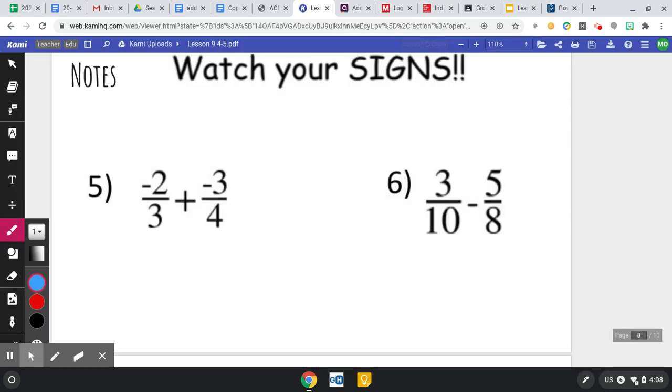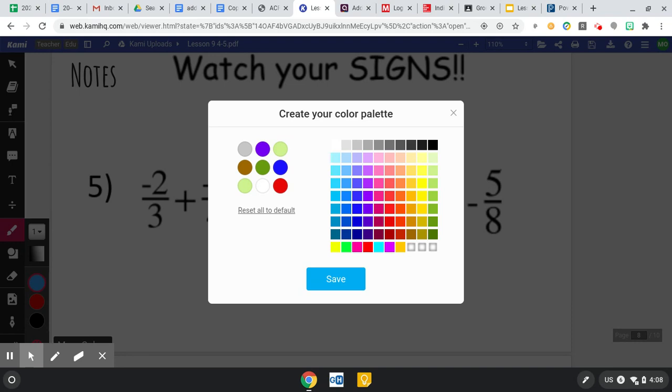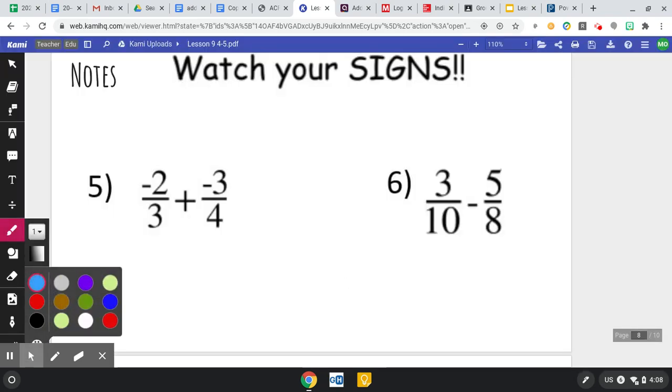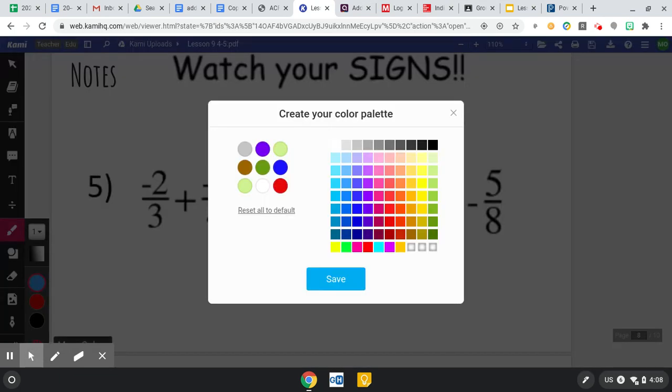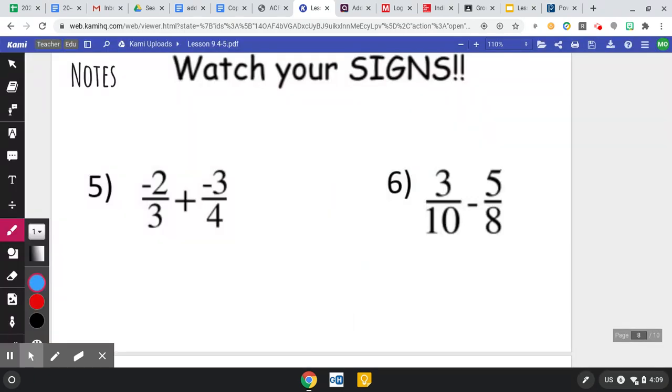So let me add some other colors. Let's put in a purple. Okay. Well, it didn't put in my pink or purple. I'm going to change my white to a pink. We're going to change that green to a purple. We'll go with the dark green. All right.